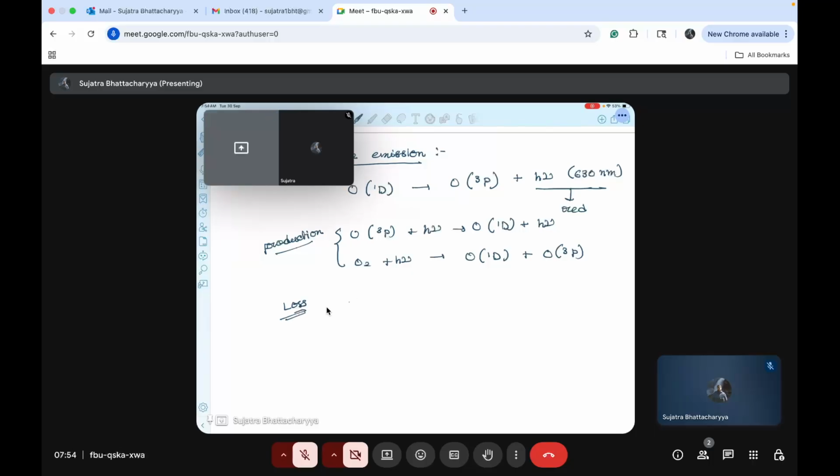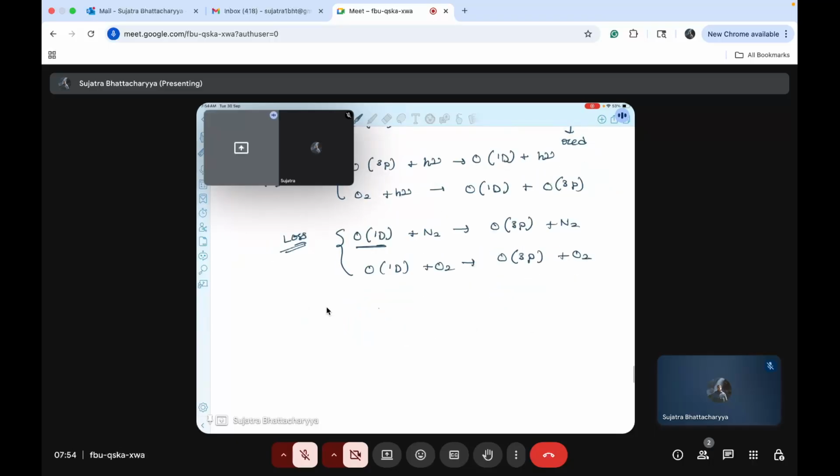So O1D plus N2 gives you O3P plus N2. So you can see that O1D is lost. Similarly, another process is O1D plus O2 gives you O3P plus O2. These are the loss processes. Again, the volume rate of emission will be production times loss. So in general, this is how it happens.